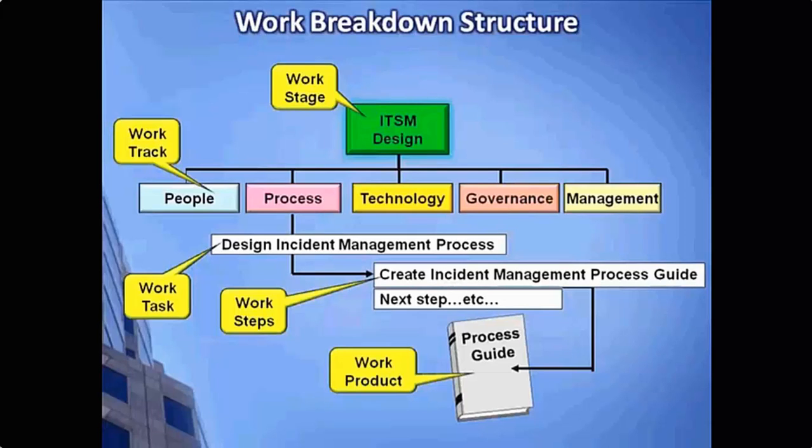So here we start at the top and we have our ITIL implementation work stage, and as an example you see we have an IT service management design, so that work stage is being represented. Within that there are those 5 tracks of effort. We call those work tracks. So there's a focus on people and organization, a focus on process things that need to get done, a focus on technology, a focus on governance, and then management is really the project management for the efforts that are going on.